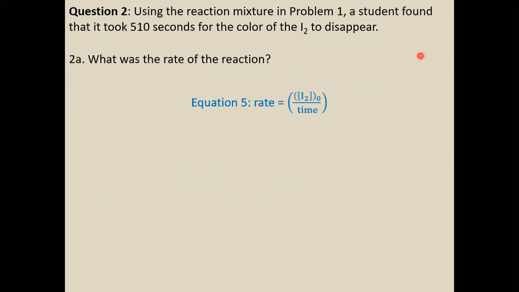Now let's use this information to calculate the rate of the reaction. All right, so we're going to look at equation 5 here, and that says that rate equals the initial concentration of iodine divided by the time it took for the iodine color to disappear. And here we see that that is 510 seconds.